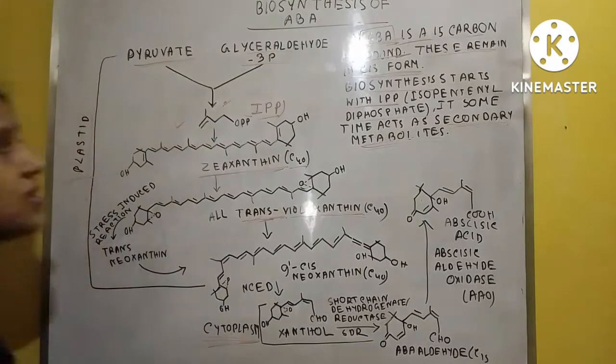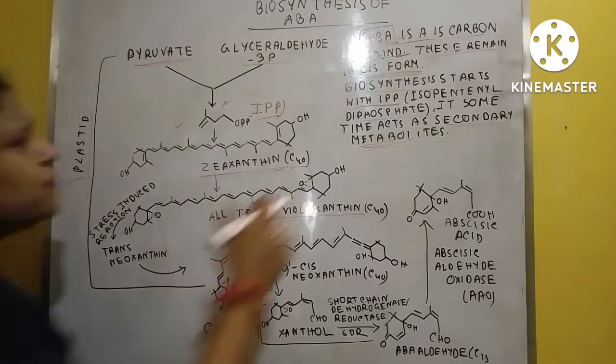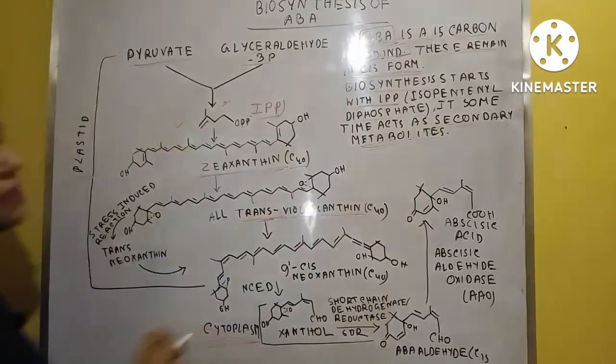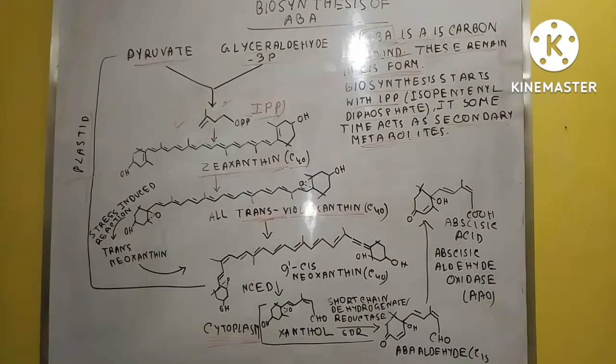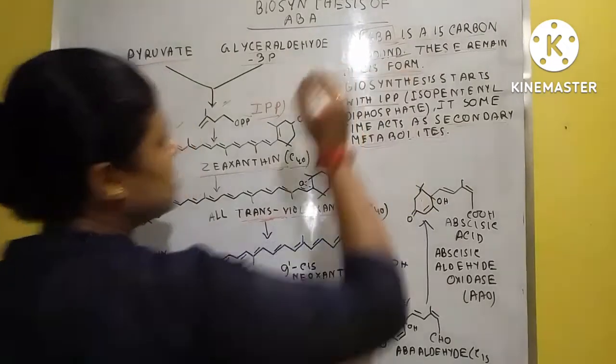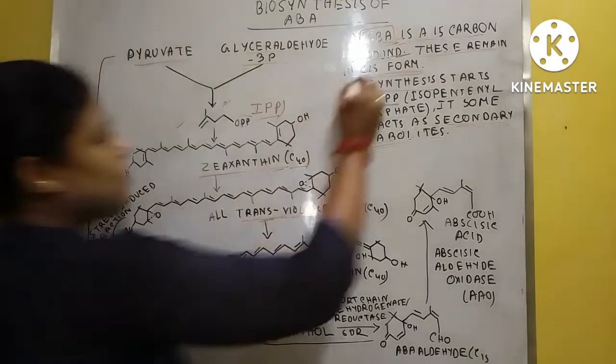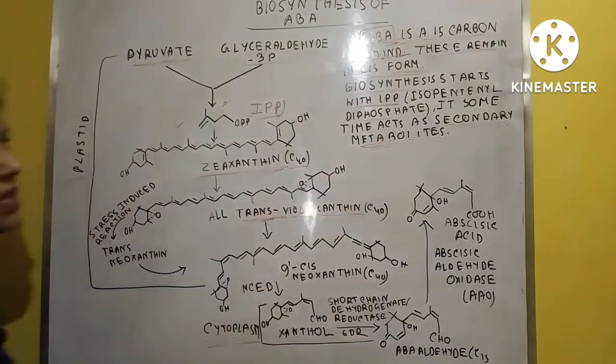And today's topic is abscisic acid. You can see here, this abscisic acid is a 15 carbon compound. This abscisic acid generally remains in the plant's body in the cis form, not in the trans form. It sometimes produces a trans form, but it converts into the cis form. This is the sterilized form of the ABA.